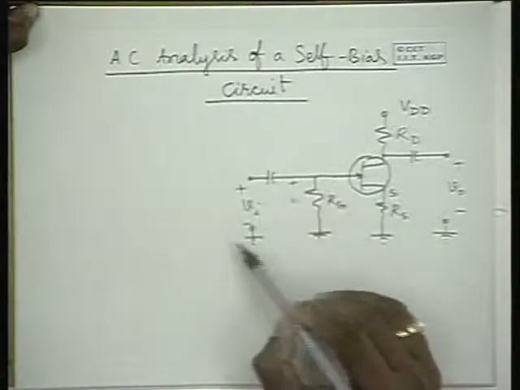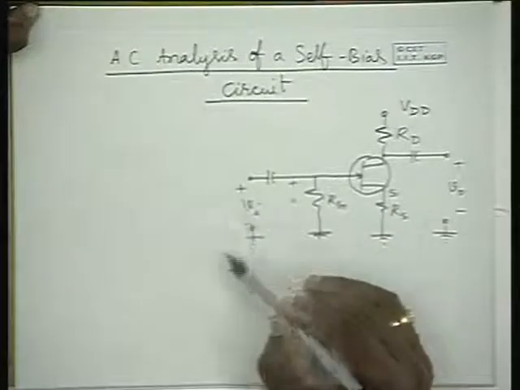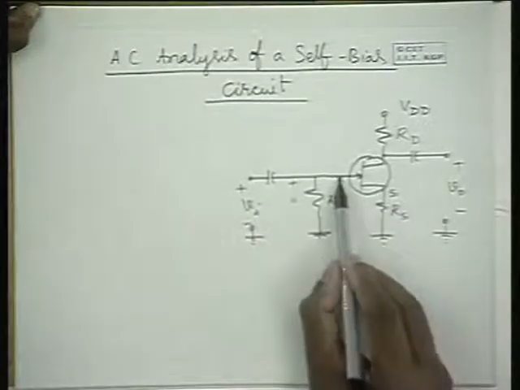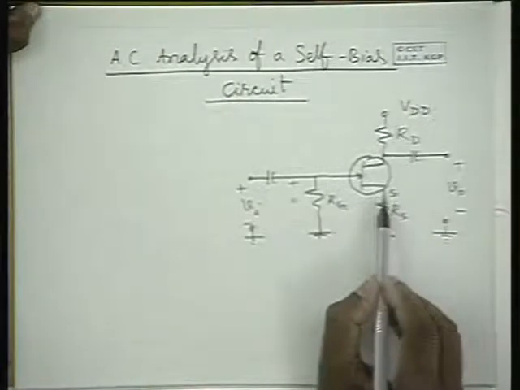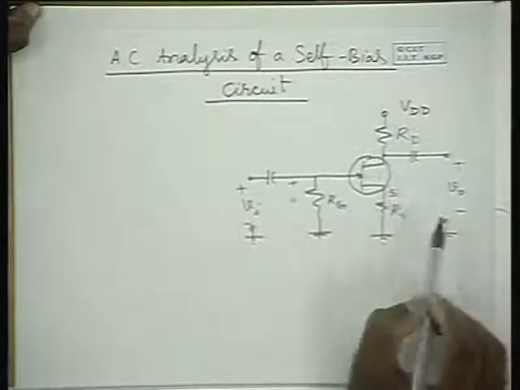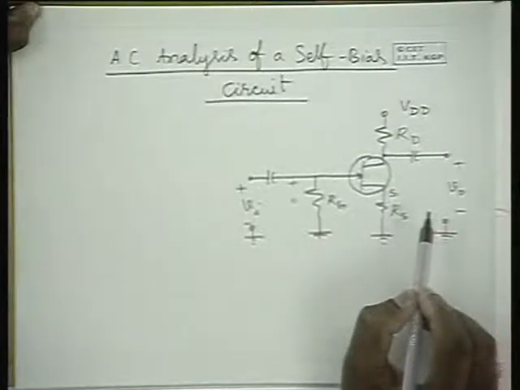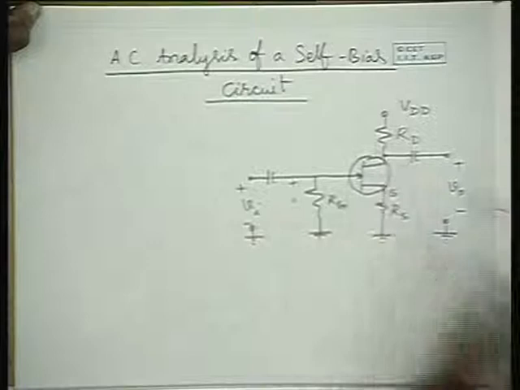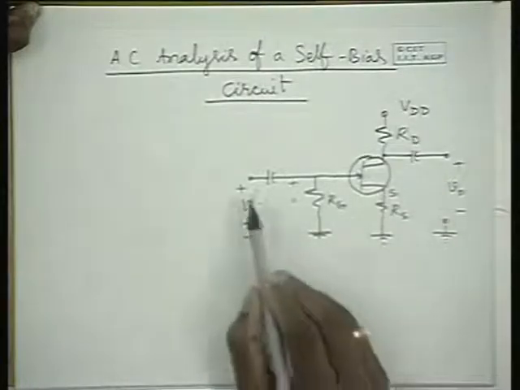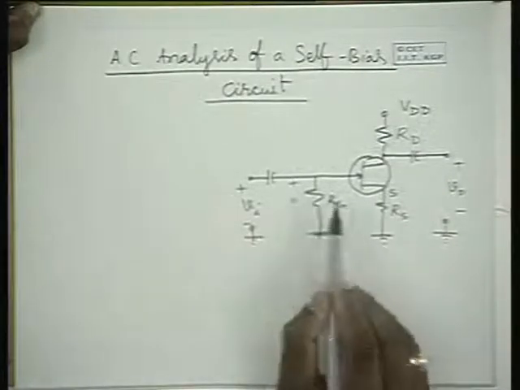Therefore, only a fraction of the input signal goes to the gate to source, and gm times that will be the output current. That current goes through RD, and that is responsible for amplification. But here itself there is some attenuation.